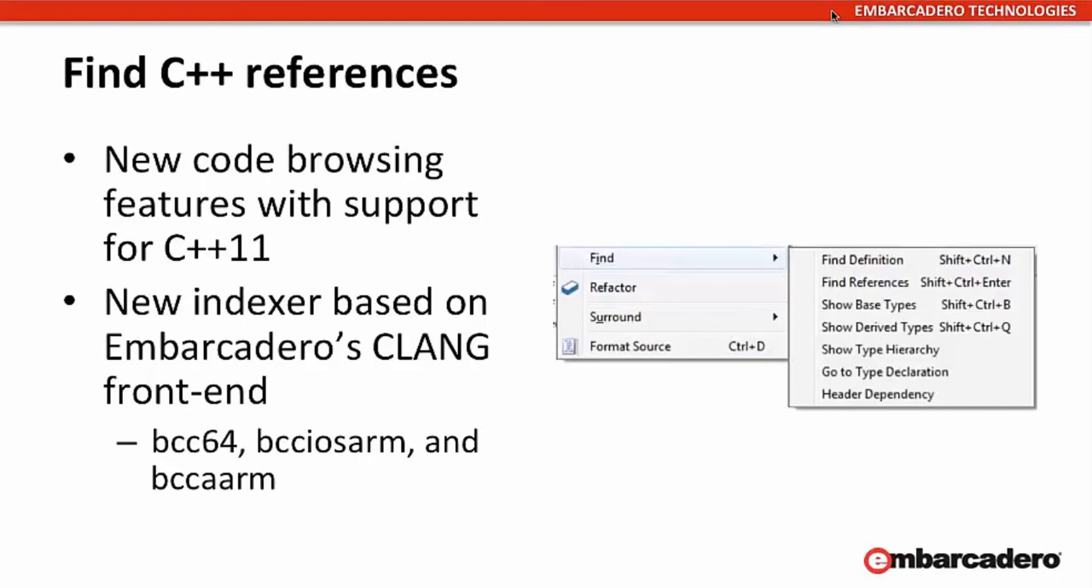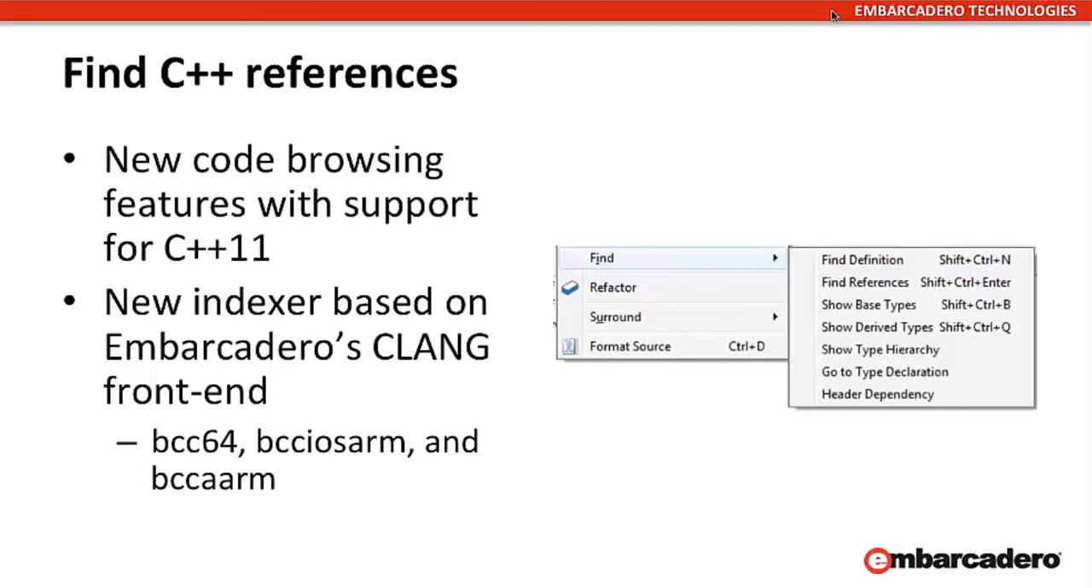Finding C++ references is a term that we use to reference, well, pun not intended, actually, code browsing features. And code browsing can include many different things. In particular, this release supports C++11 language. And what that means is we're using a highly compliant compiler front end to enable these code browsing features. This is a new indexer. It's based on the Clang front end. Today we support the 64-bit Windows platform, the iOS platform, and the Android platform with that front end compiler.